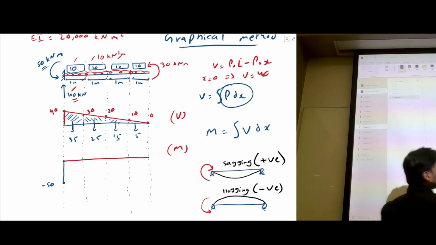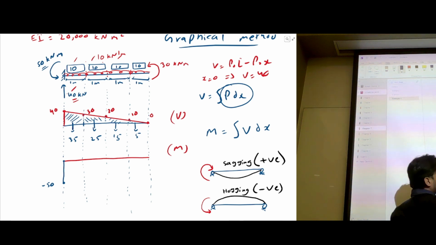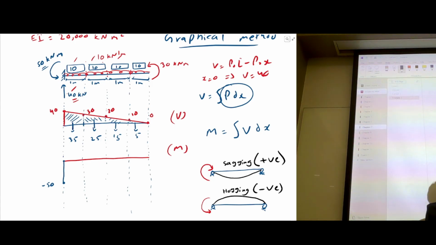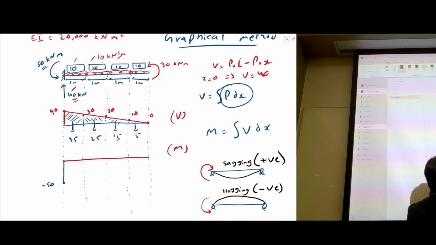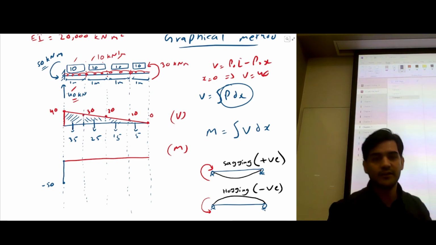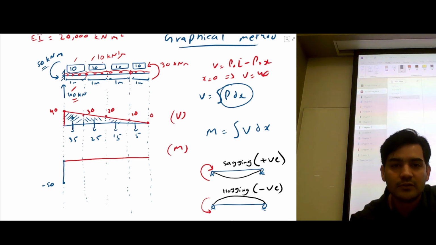So if you want to calculate the bending moment at this point, either you can use the equation and put x equal to 1 in the moment equation, and you're going to get the moment value. Or you can calculate all this area, and the moment before, and then you're going to get this value. So you have negative moment, negative 50, and this shear force is actually positive. So all these values are positive.